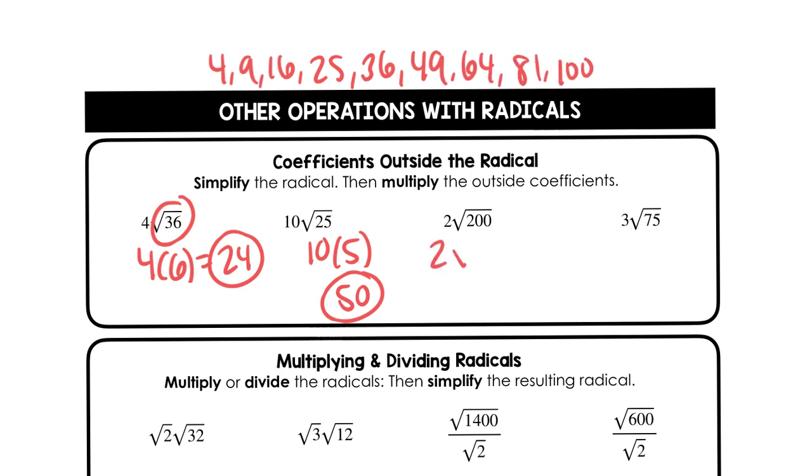So 200 is divisible by 100. The square root of 100 is 10. So we have this. 2 times 10 is 20. So we have 20 root 2.